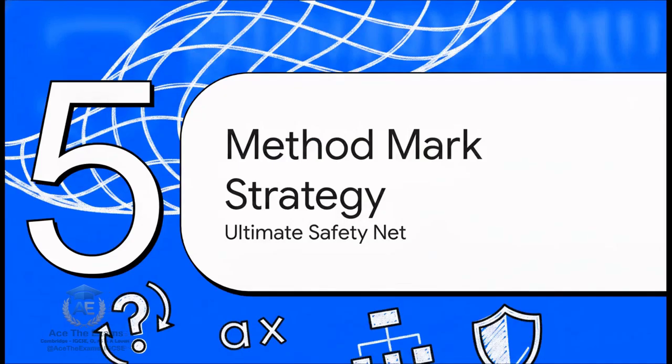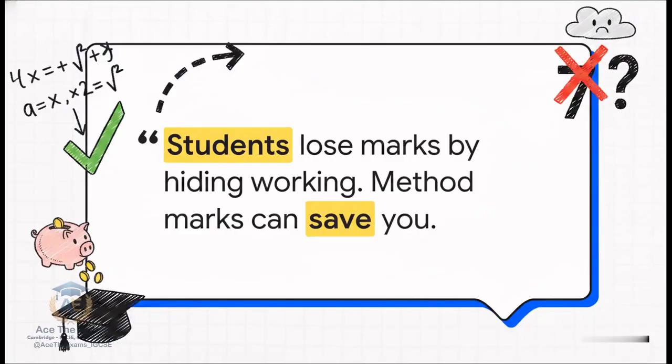Section 5. The Method Mark Strategy. Please, if you remember only one thing from today, commit this examiner alert to your permanent memory. Students lose marks by not showing working. Even if your final answer is wrong, method marks can save you. This is an absolute non-negotiable golden rule for the Cambridge exams.